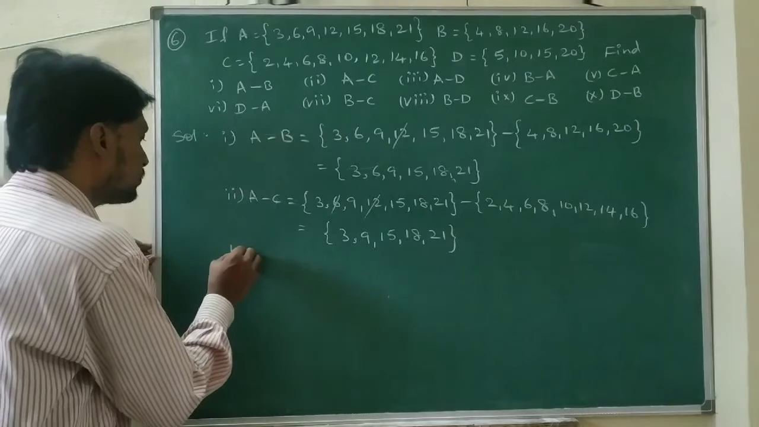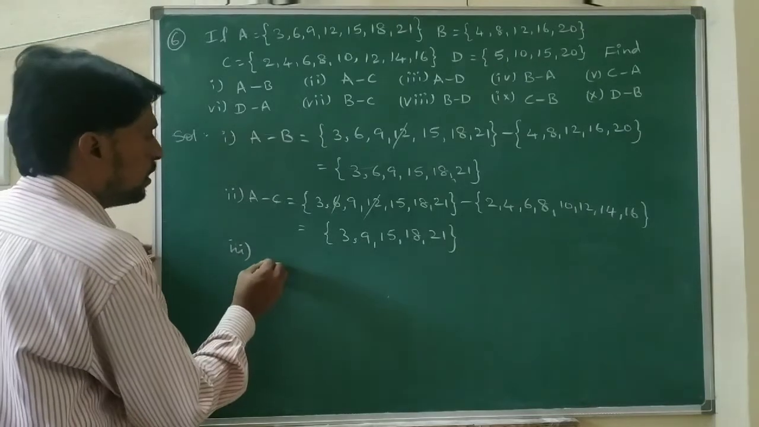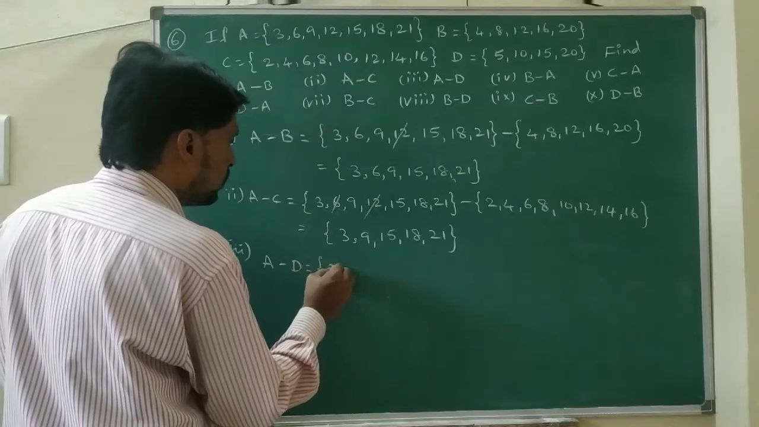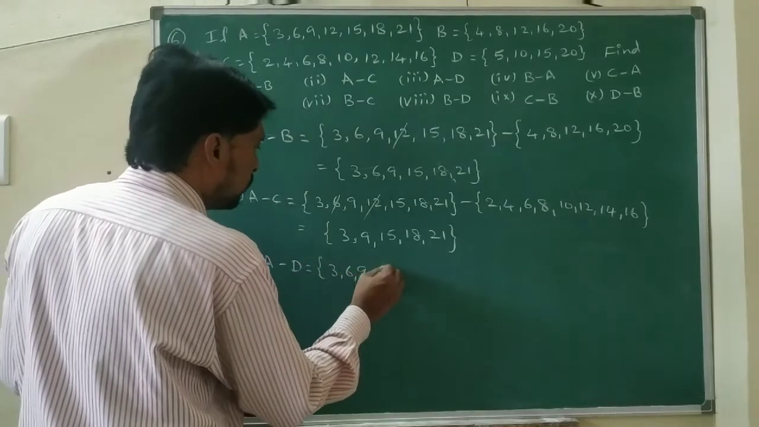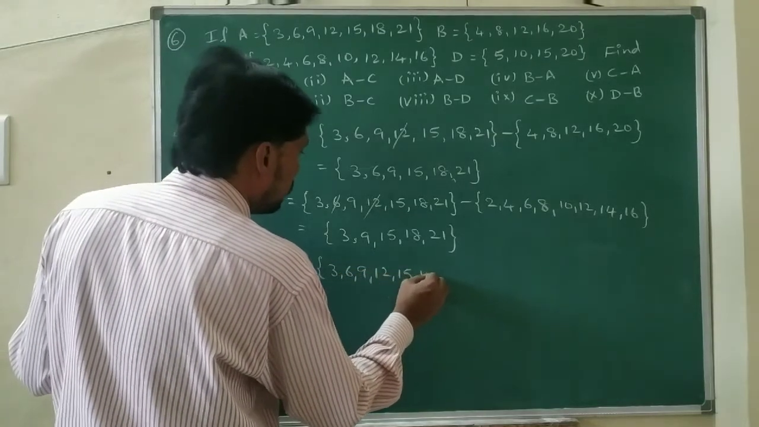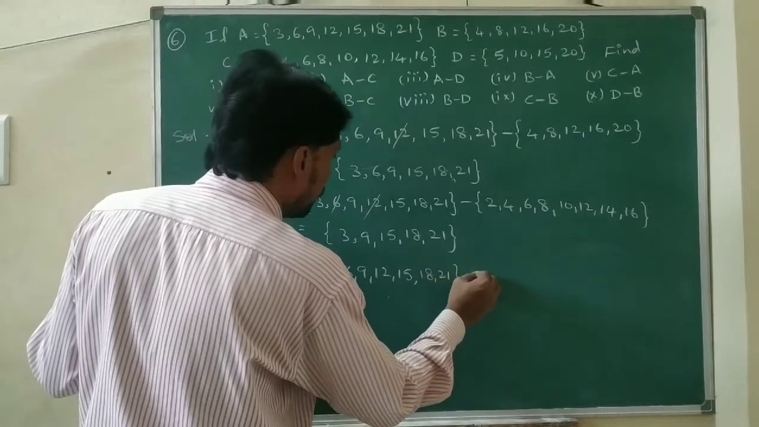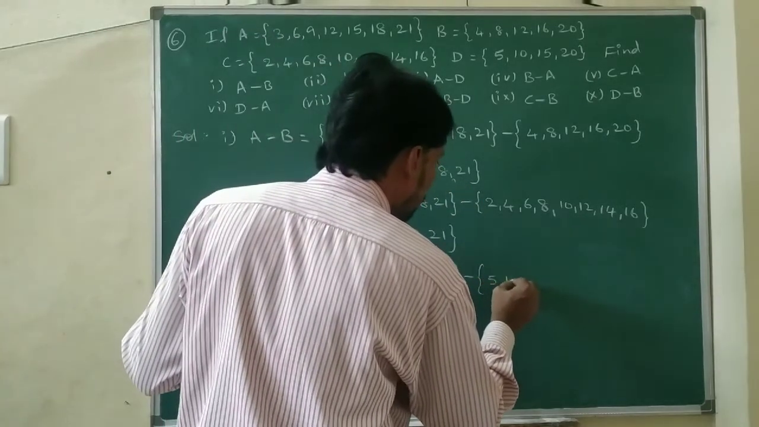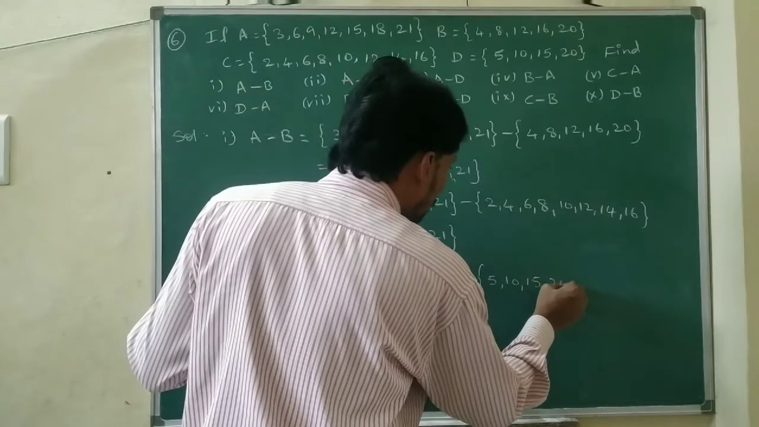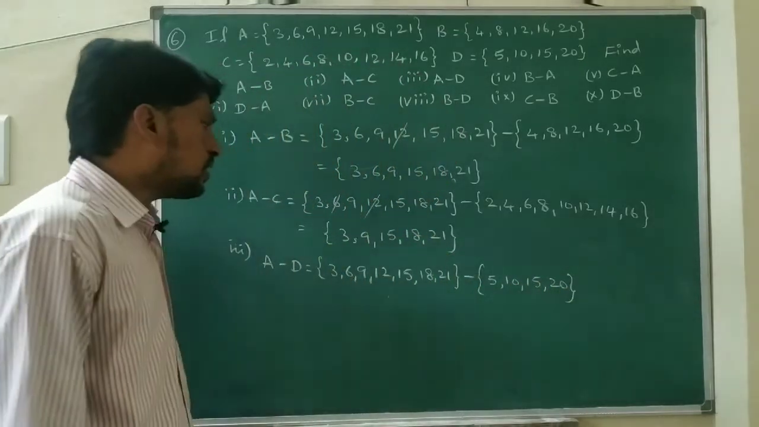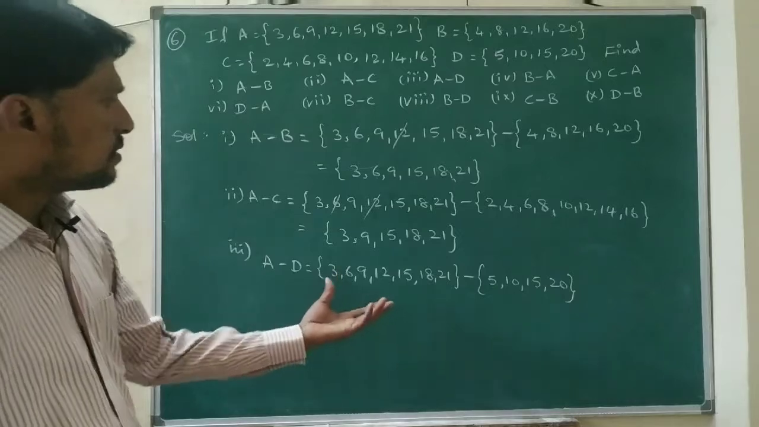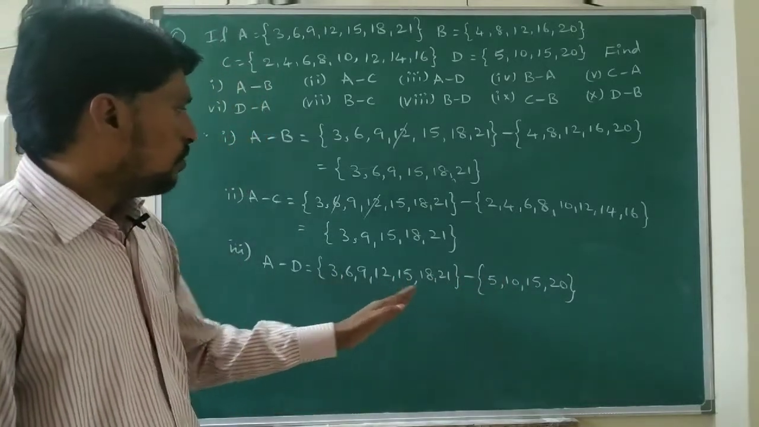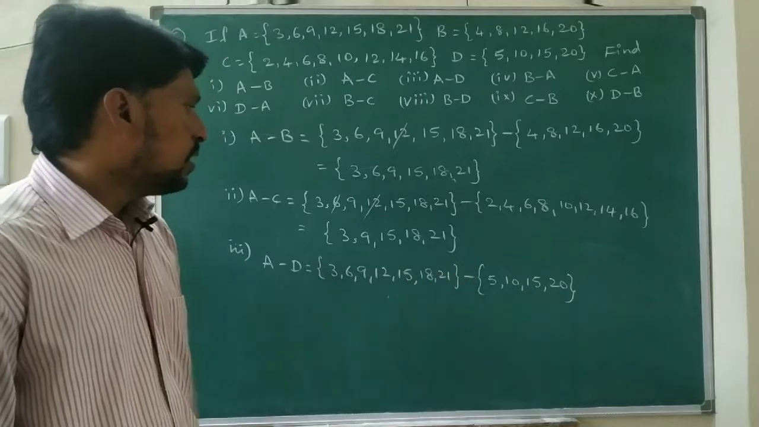Next, third one. What is third? A minus D. So A means 3, 6, 9, 12, 15, 18, 21 minus D. What is D? Multiples of 5 up to 20: 5, 10, 15, 20. So what are the common elements in the first set A and set B? First set and second set. So here 5, nothing common.